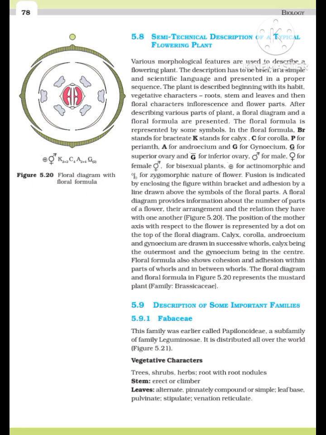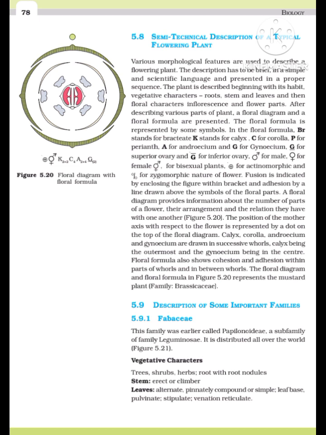5.8 Semi-technical description of a typical flowering plant. Figure 5.20 Floral diagram with floral formula of a typical flower. Various morphological features are used to describe a flowering plant. The description has to be brief, in a simple and scientific language and presented in a proper sequence. The plant is described beginning with its habit, vegetative characters, roots, stem and leaves, and then floral characters, inflorescence and flower parts. After describing various parts of the plant, a floral diagram and a floral formula are presented. The floral formula is represented by some symbols.